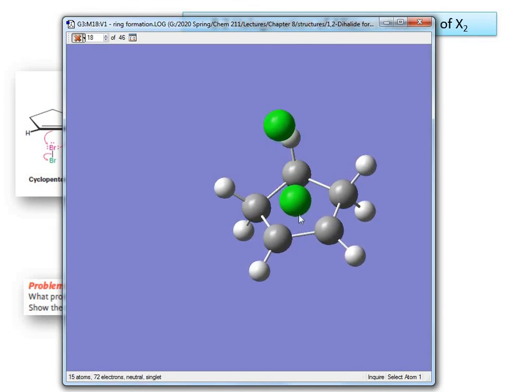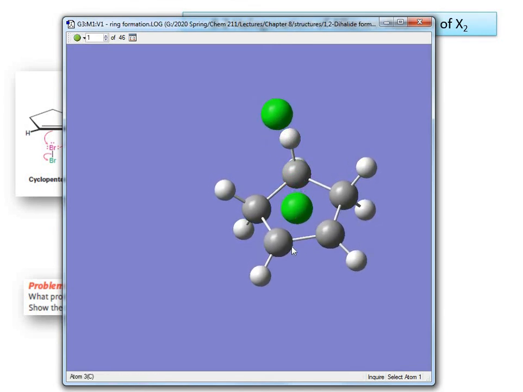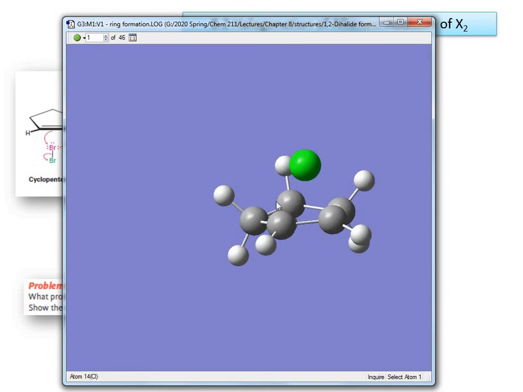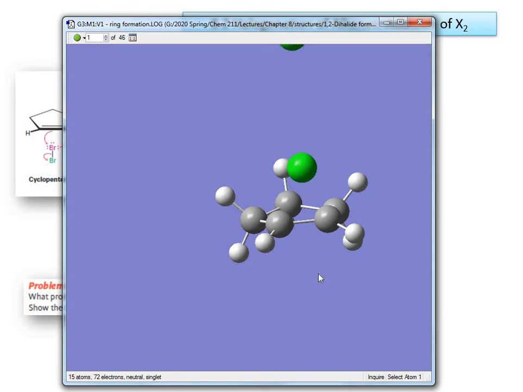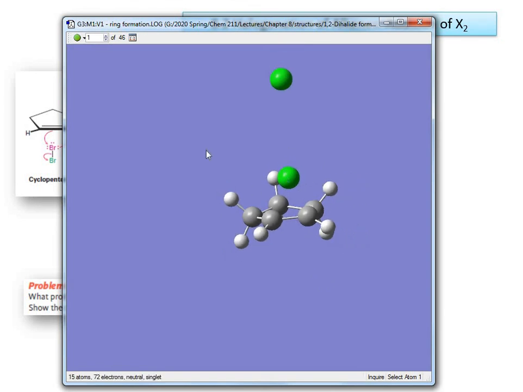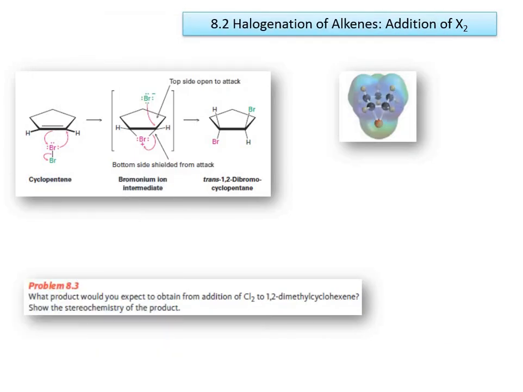First we form the cyclic chloronium, let's say in this case a cyclic chloronium intermediate. And what happens, so you don't see the bonds here, but you can imagine that there are carbon-chlorine bonds. In the second step, this chlorine has to go to the opposite side and attack because this side is occupied. I'm going to show that animation also.